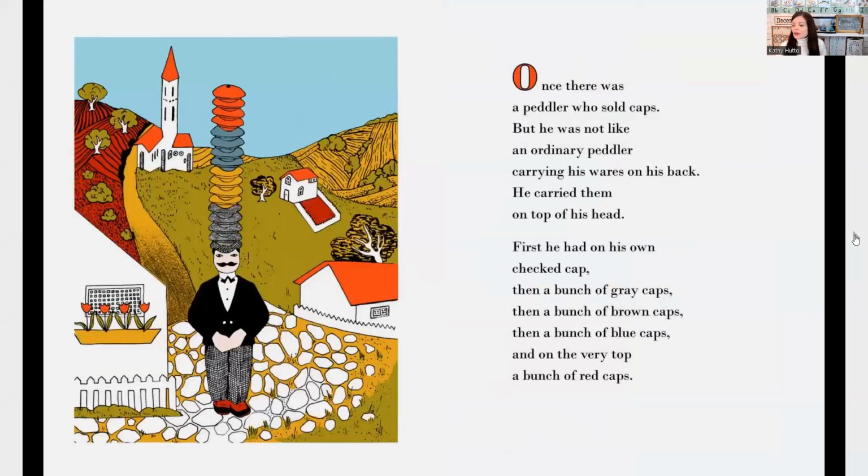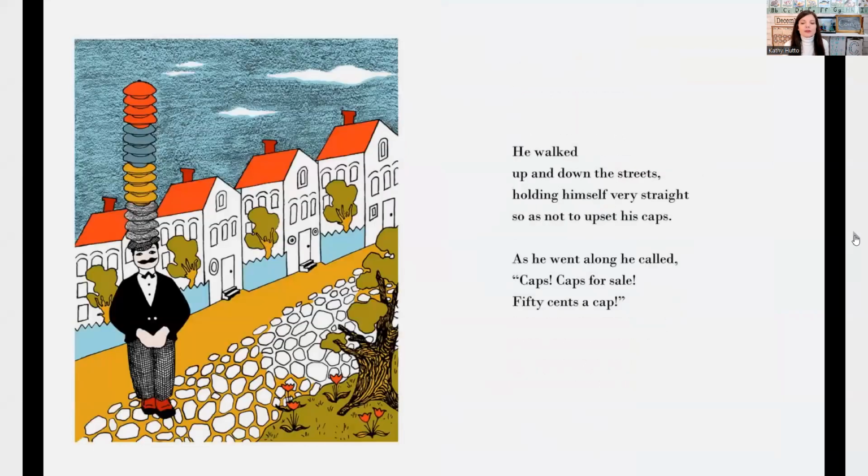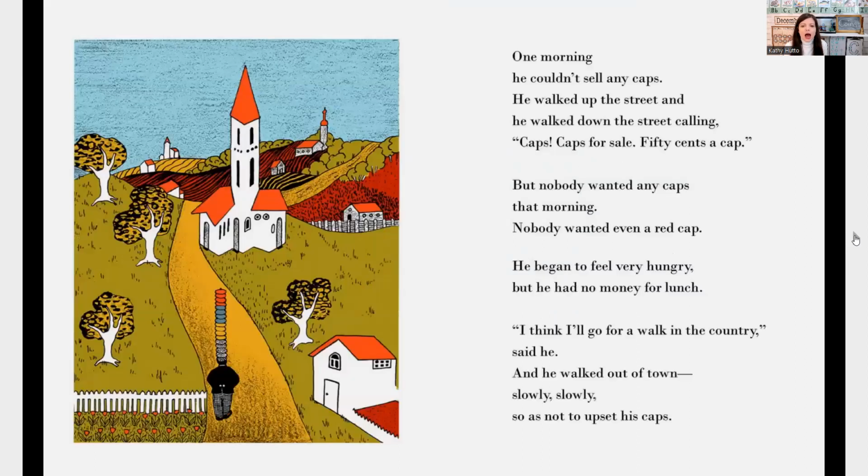Once there was a peddler who sold caps, but he was not like an ordinary peddler carrying wares on his back. He carried them on the top of his head. First he had on his own checked cap, then a bunch of gray caps, then brown caps, blue caps, and on the very top, red caps. He walked up and down the streets, holding himself very straight so as not to upset his caps. As he went along, he called, "Caps, caps for sale, 50 cents a cap."